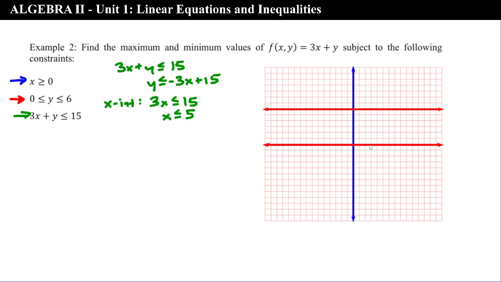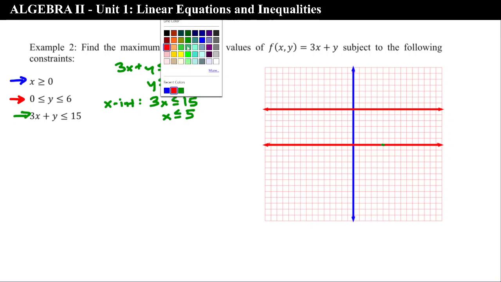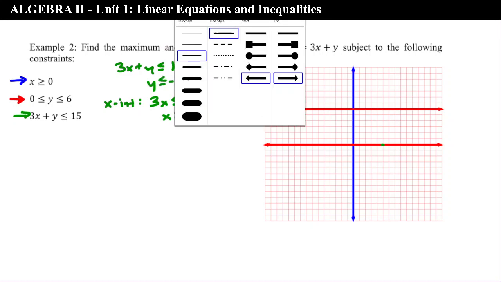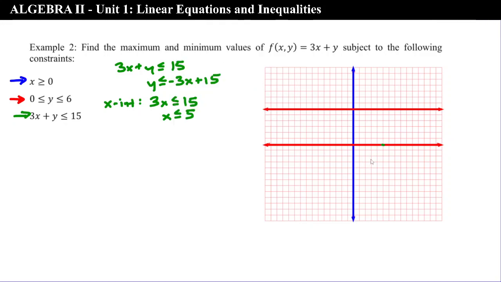So we're going to go 1, 2, 3, 4, 5. We're going to plot our point there. And we're going to use that as our starting point. So we're going to come back over here, and we are going to draw a line that has a slope of -3. So you go down and over, down 3 over 1, down 3 over 1, down 3 over 1. And when you go through that entire process, you're going to end up with a line that looks like this. And we're making sure we go through that intercept.